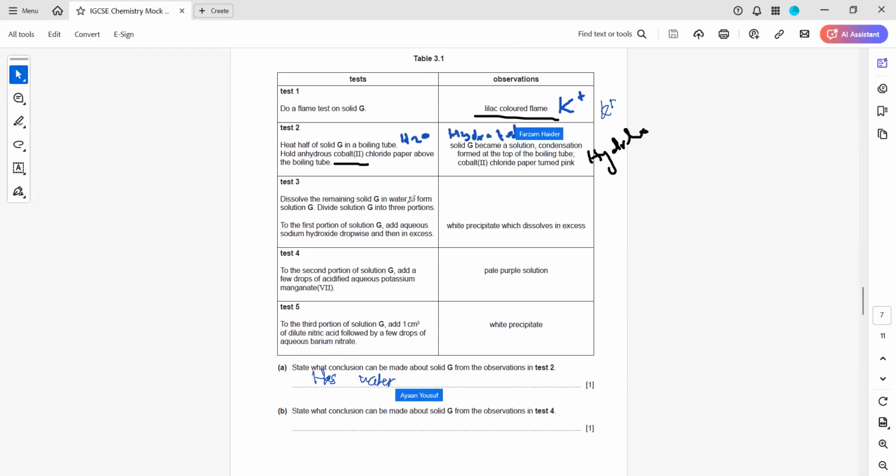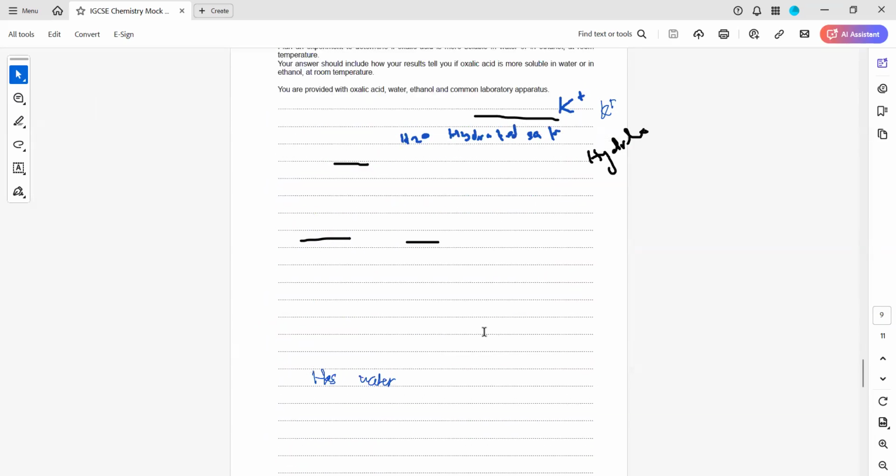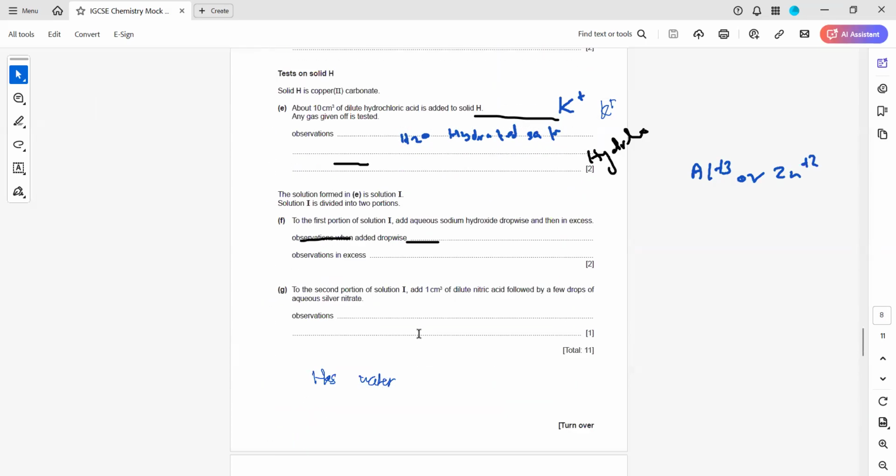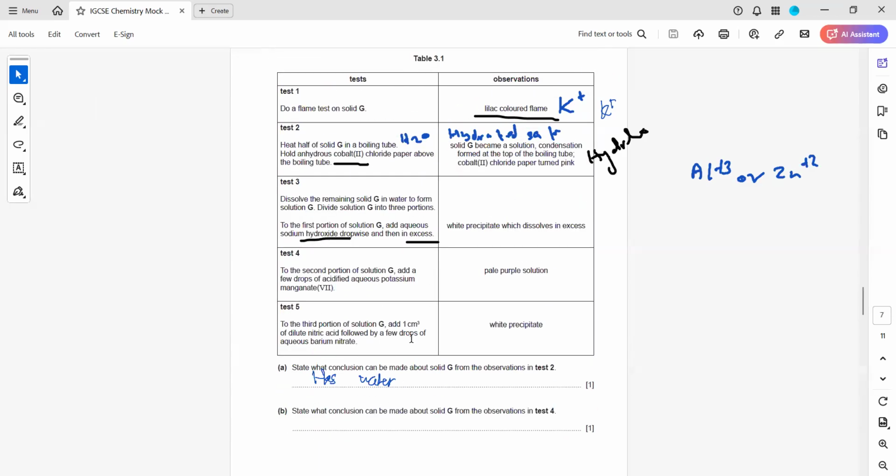Dissolve the remaining solid G in water. When we add sodium hydroxide, we observe a white precipitate. So what is sodium hydroxide and a white precipitate? It is aluminium or zinc, as it is also soluble in excess. So it might be aluminium or it might be zinc. This gives an idea of the possibilities, aluminium or zinc.